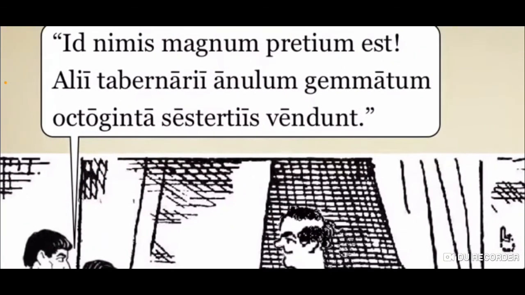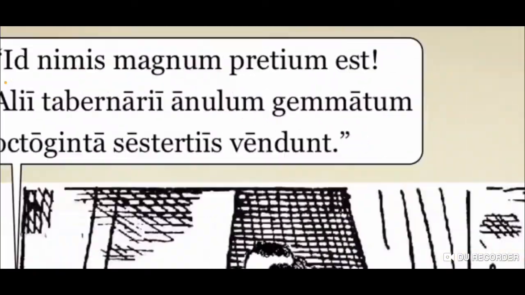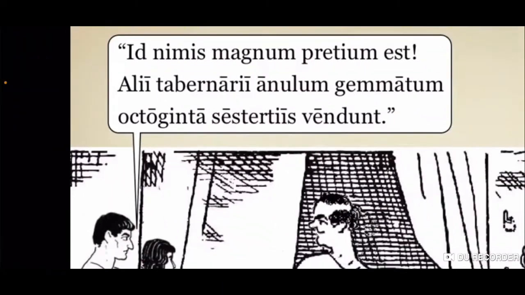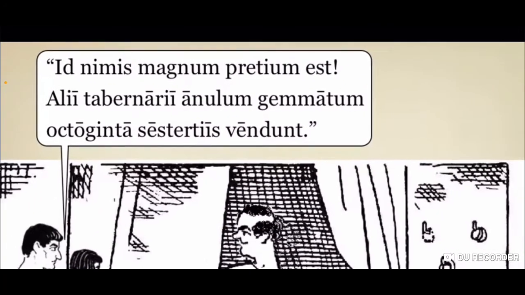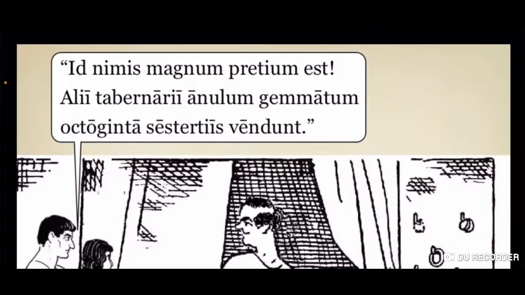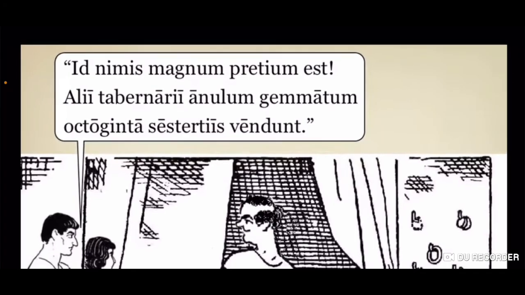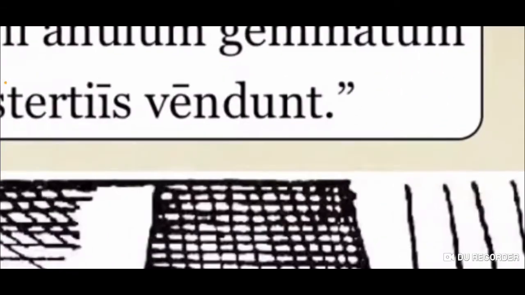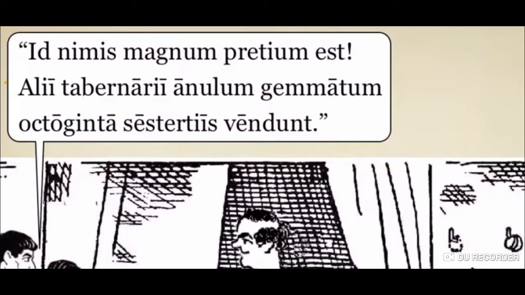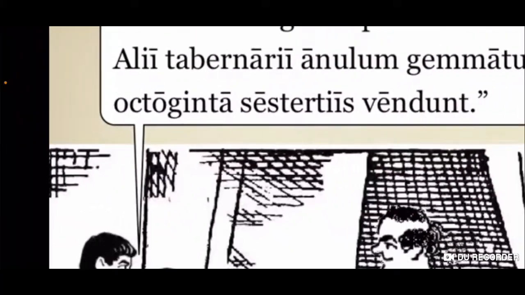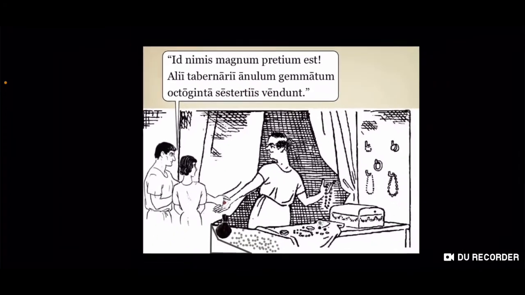Other shop owners sell jeweled rings for, and the word vendunt, take on a sale. It's called a sale. So sometimes you say sell to somebody, or you can say sale for. Vendunt annulum gematum, sale for 80 sestertii.